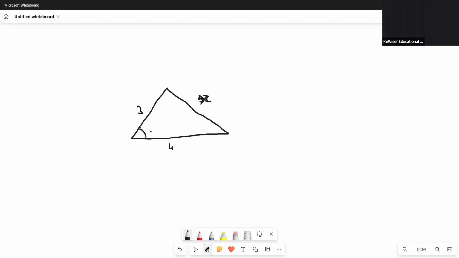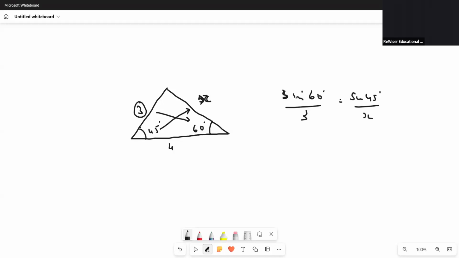And this angle is 45 degrees. This angle is 60 degrees. So that means if we are applying sine rule to this, just look at this. Opposite to 3 is 60 degrees. So that means we can write sine of 60 degrees over 3. Now, opposite to 45 is x. So that means we can write it as sine of 45 degrees over x.